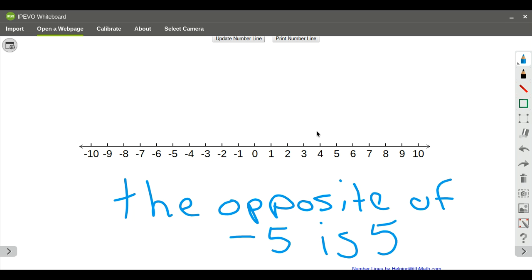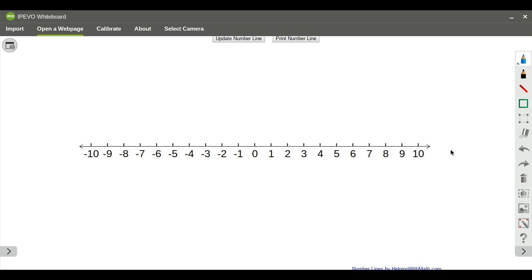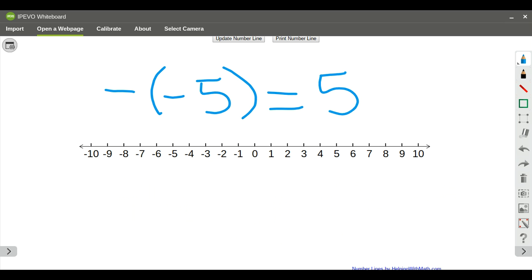Okay? So we can write when you see this. So I go back to, if I have this with -5, this notation means the opposite of -5, which is going to be 5. Okay? So the opposite of -5 is going to be 5.